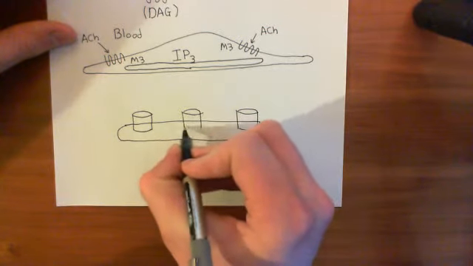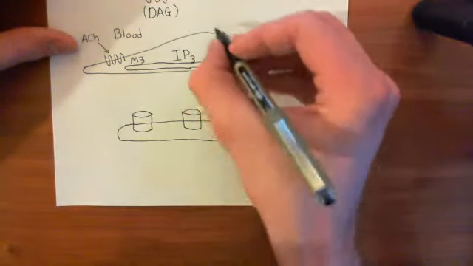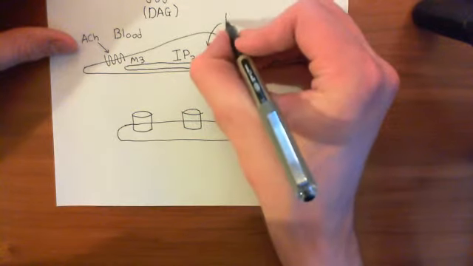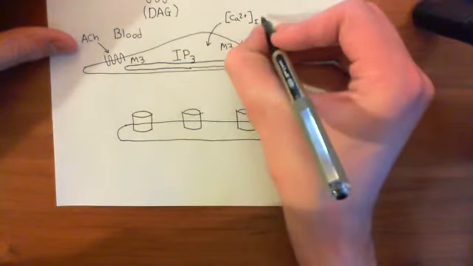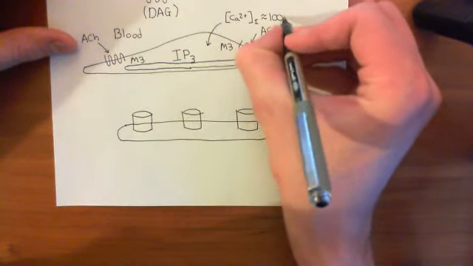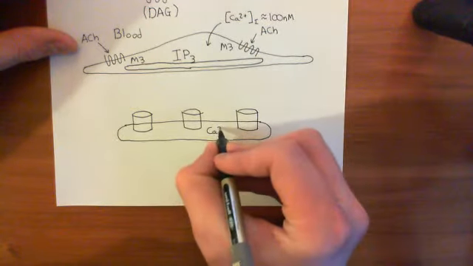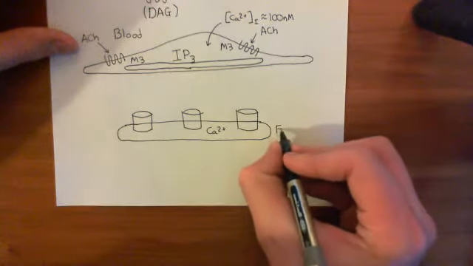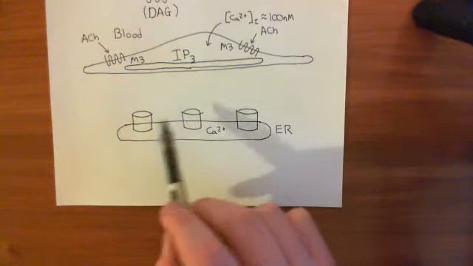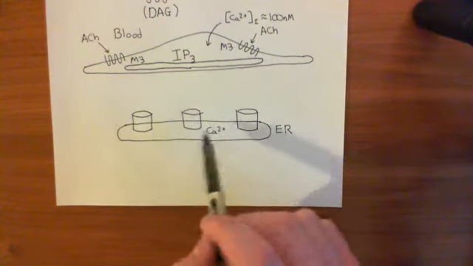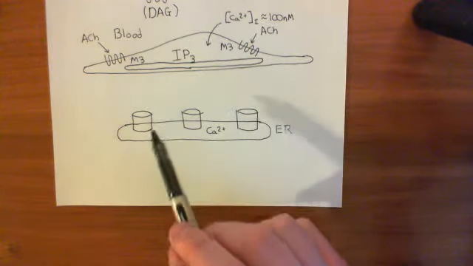Now, the calcium level within the cytoplasm of the cell is very, very low, usually kept at around 100 nanomolar. So the concentration of calcium intracellularly is generally around 100 nanomolar. Whereas the concentration of calcium in the endoplasmic reticulum, which I'll just denote as ER, is very, very high. So if we open calcium channels in the membrane of the endoplasmic reticulum, what you're going to get is the calcium level inside the cell going up.